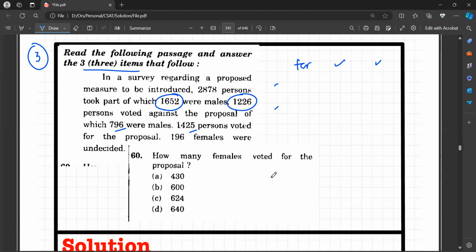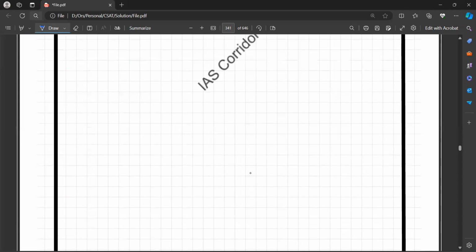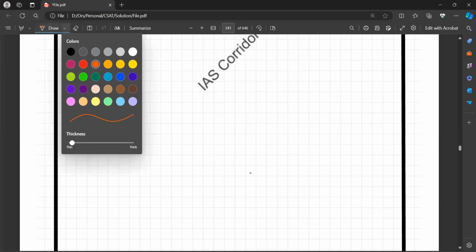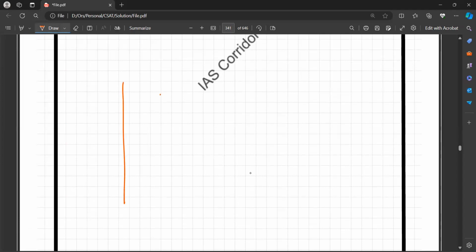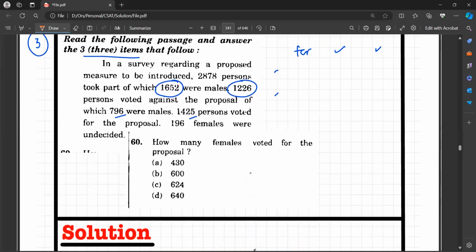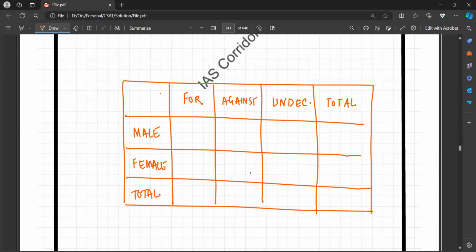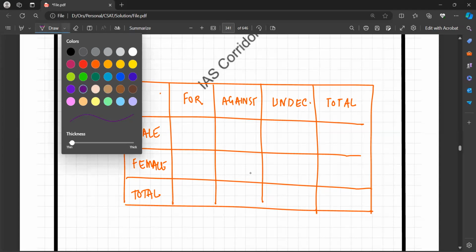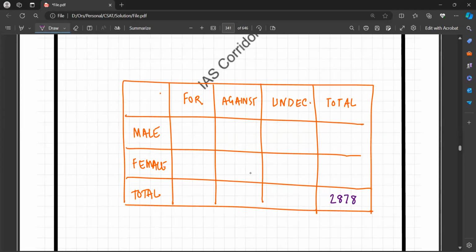So for this type of problems, we need to do a table. So the tabular approach, as already shared earlier, will help in this type of problems. Now, if we form a table here, suppose this is for case, this is against case, this is undecided, and this is the total. This is male, female, and the total. Now we need to place the given data here. It has asked you that the number of persons who took part are 2878. So that means I have to write 2878 here because that is the total number of voters available.